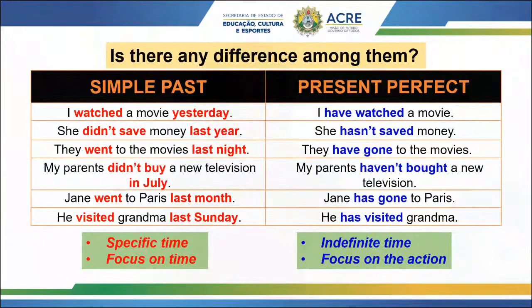The simple past sentences have a specific time and focus on time. If I ask when, the answer is yesterday, last year. The present perfect sentences have indefinite time and focus on the action. If I ask when, the answer is we don't know exactly when.